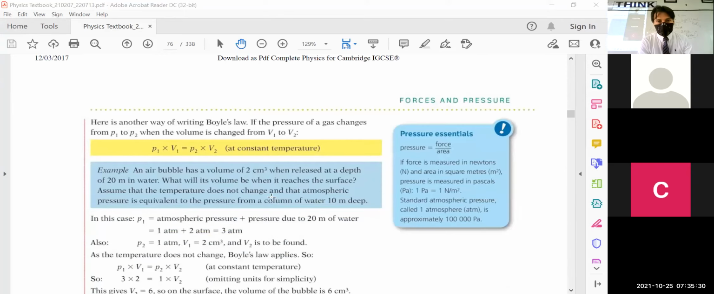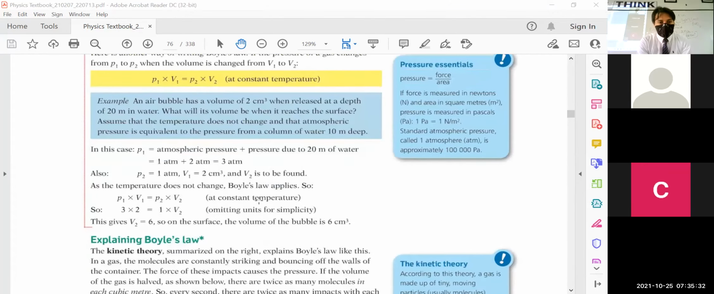Now look at this example, children. Example number 1. Please try. An air bubble has a volume of 2 cubic centimeter at a depth of 20 meter in water. What will its volume be when it reaches the surface? Assume that the temperature doesn't change. Again, the temperature doesn't change.